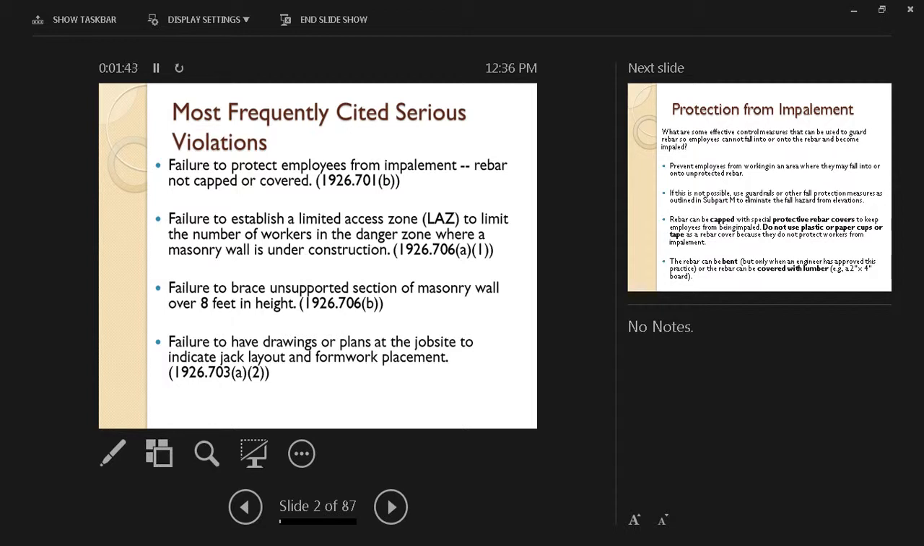Failure to brace unsupported section of masonry wall over 8 feet in height. When the wall is still under construction, it's not strong enough yet. So if it's not properly supported, it can collapse with strong wind or heavy equipment passing next to it and so on. Failure to have drawings or plans at the job site to indicate jack layout and formwork placement, especially for certain types of concrete operations that require a lot of coordination, as we're going to see on the next slides.